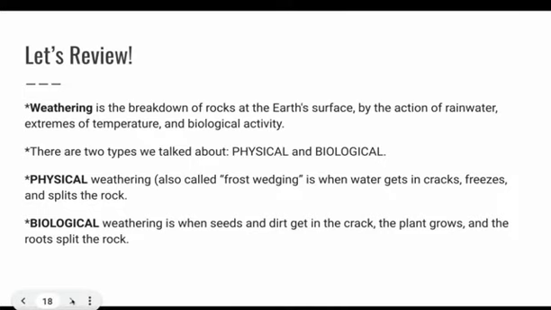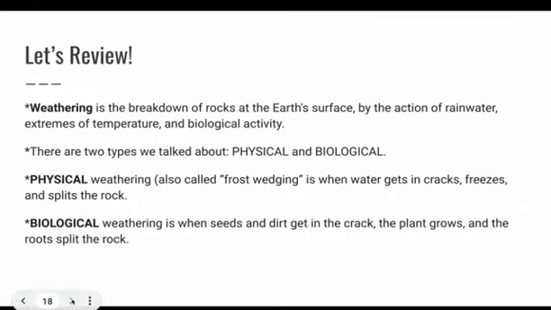And let's do a quick little review, because I really did throw a lot of information out at you. Weathering is the breakdown of rocks, okay, from nature, not from people. Rainwater, extremes in temperature, biological activity. There's two main types of weathering, physical and biological. Yes, these are terms you will need to know. Physical weathering, also called frost wedging, is the water one. Water gets into the crack, freezes, expands, melts. It happens over and over and over again.